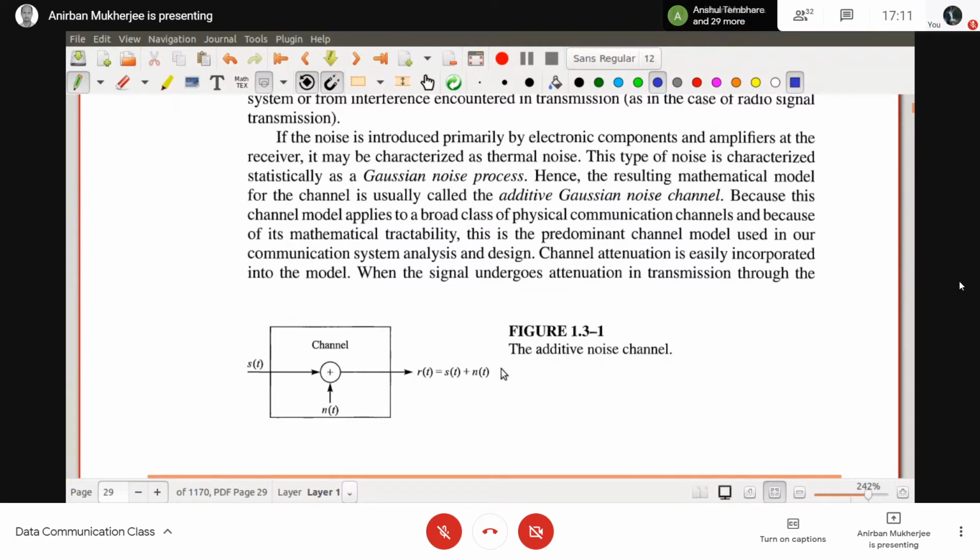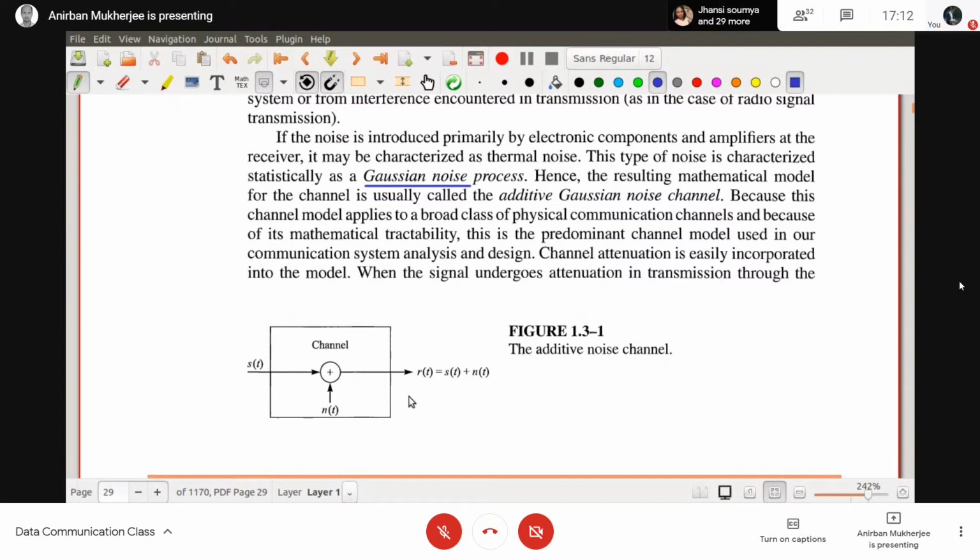Why not s(t) times n(t)? Why not s(t) times e to the power n(t)? But no, we are making life simple. We are saying it is s(t) plus n(t) because that is easy to analyze. Also I am saying this noise is Gaussian, generally zero mean with some variance. Then it is called the additive Gaussian noise channel.